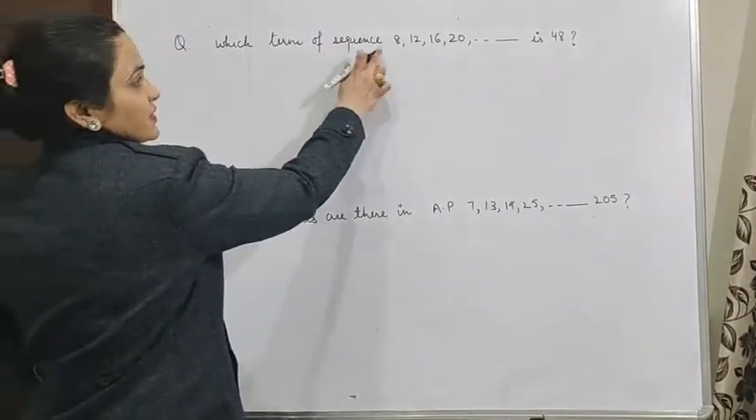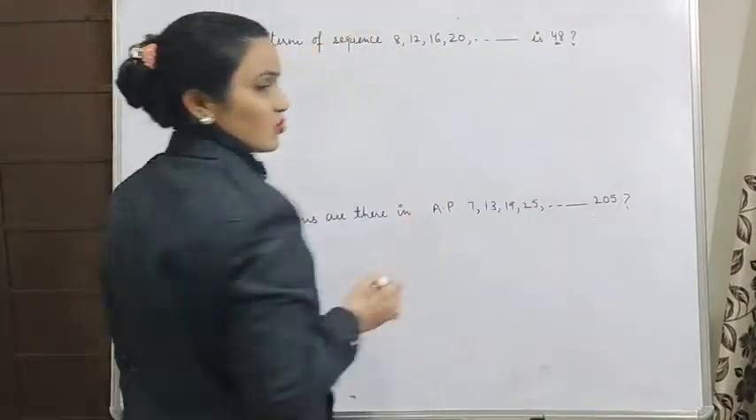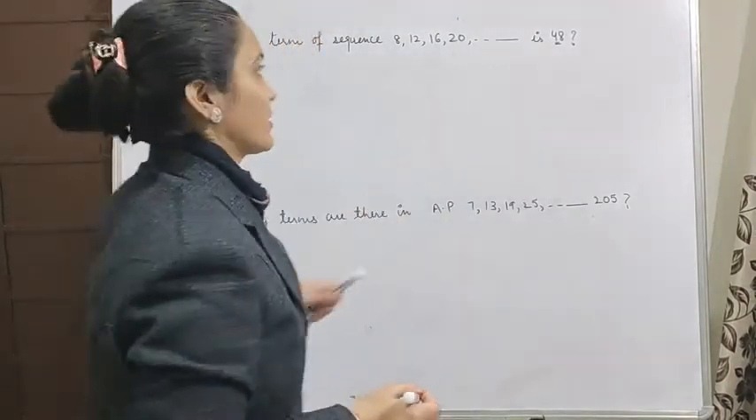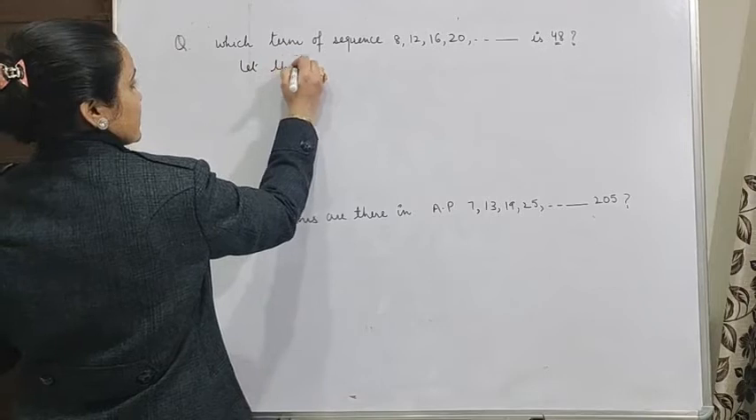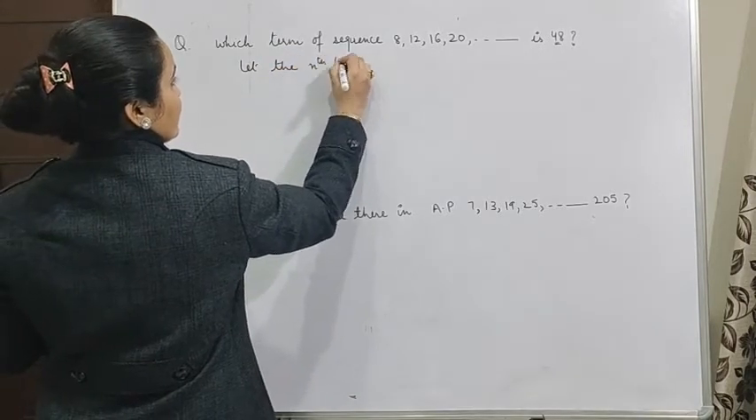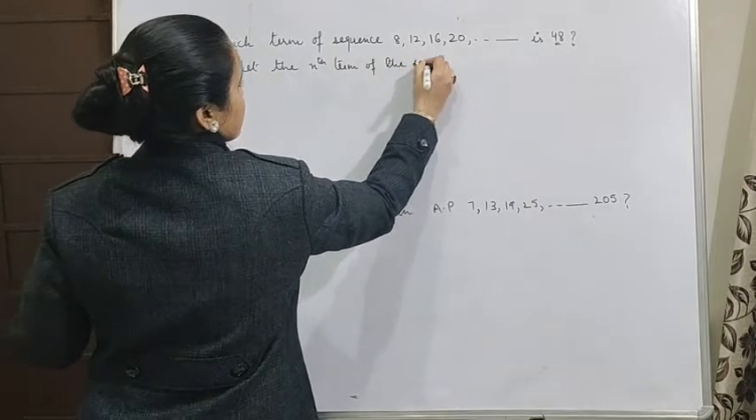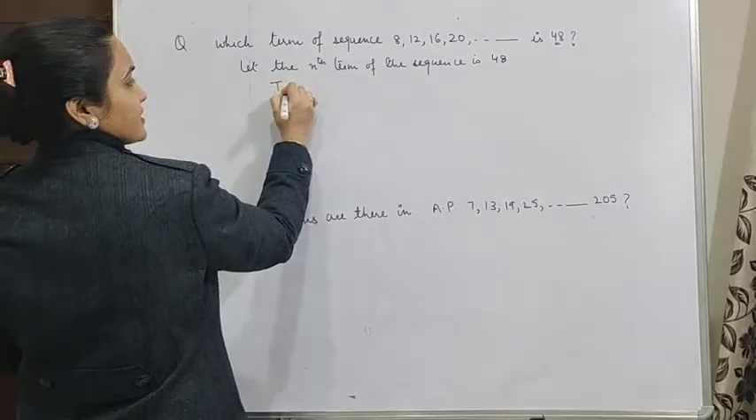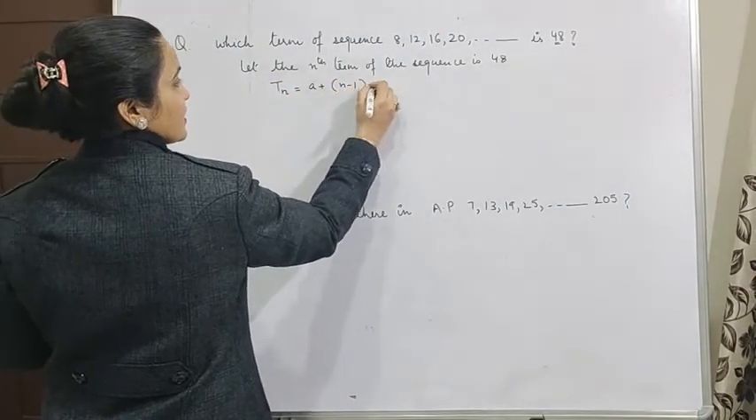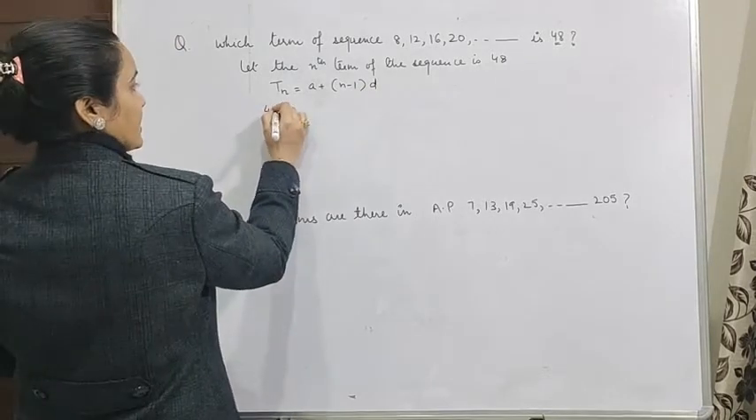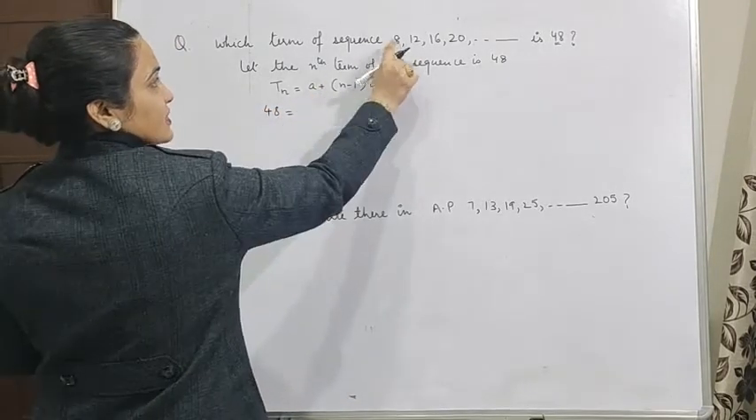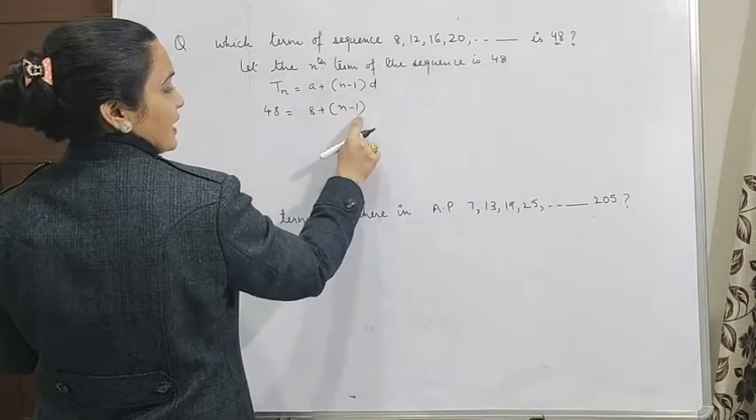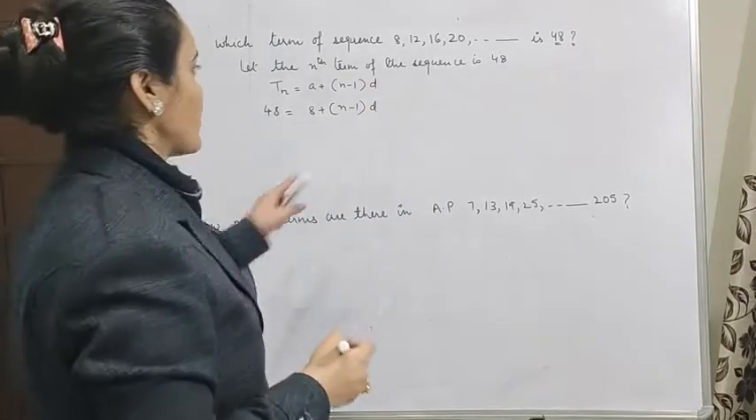Which term of the sequence is 48? We have to find the term in this sequence which is equal to 48. So let the nth term of the sequence be 48. Clear? So what is the nth term? A plus n minus 1 times d. The nth term is 48. A is the first term, that is 8. This is n minus 1 times d. Let us now find the common difference d.